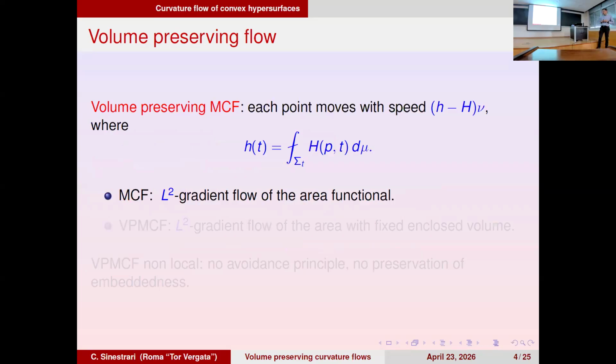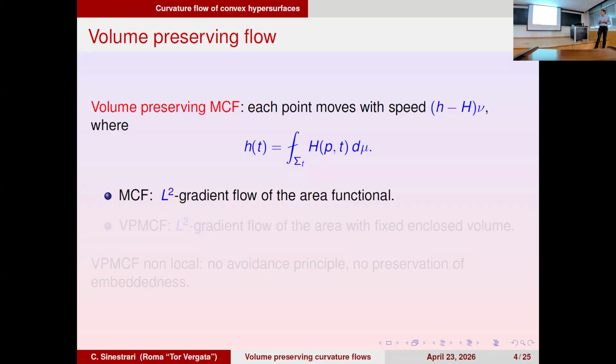Since maybe the early times of the mean curvature flow, there is also this variant where one adds a second term pointing in the opposite direction, given by the average of the mean curvature. And in general, we can put a general speed here and put the average of the speed here. In this way, if we consider a closed convex hypersurface, the volume of the enclosed region remains constant.